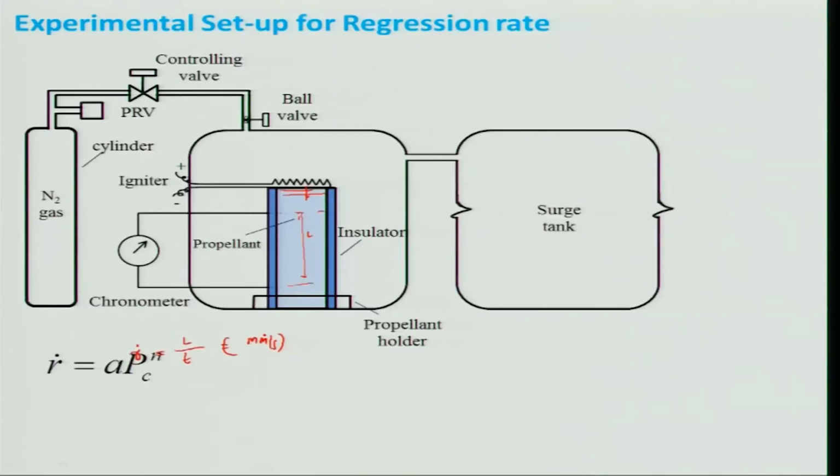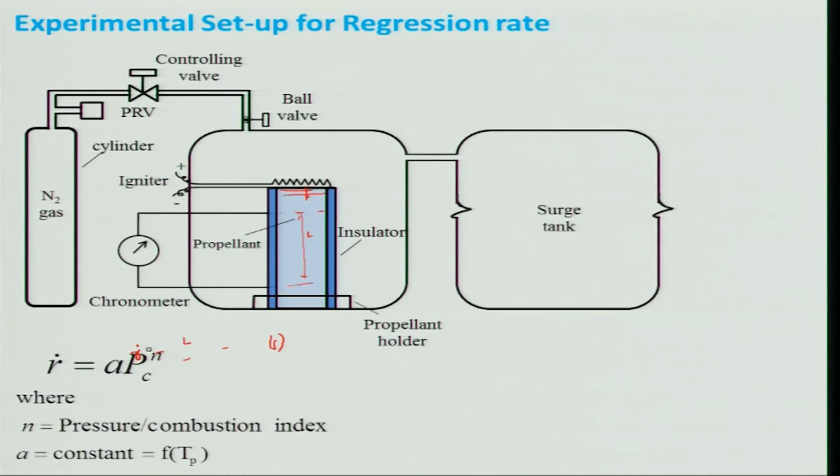If you look at this, basically r dot goes as a P_c^n. You can say that this is basically an empirical relation. There might be several other relations, but generally this is well known and is being used, though the literature has other relationships as well. We will be using this relationship in this course, and it is known as Vieille's law, and also known as Saint-Robert's law.